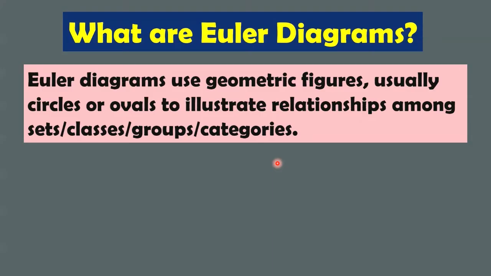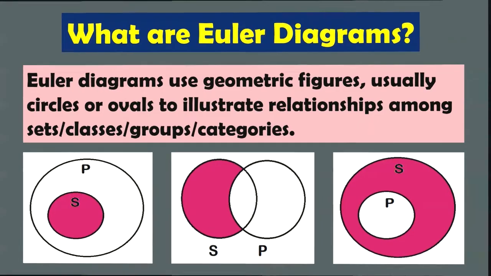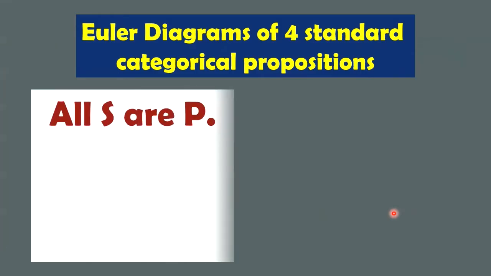Okay, so let me show you some examples. So I'm going to discuss kung anong ibig sabihin ng mga geometric figures na ito or ng mga Euler diagrams na ito. Okay, so let's continue. Okay, let's study first the Euler diagrams of our 4 standard categorical propositions.